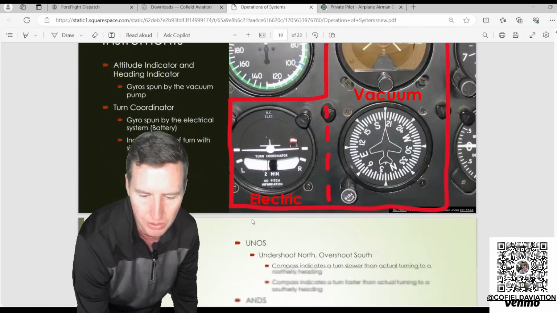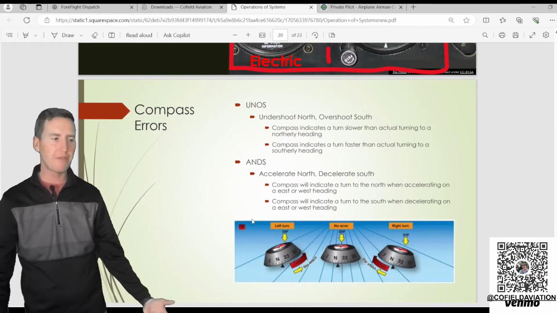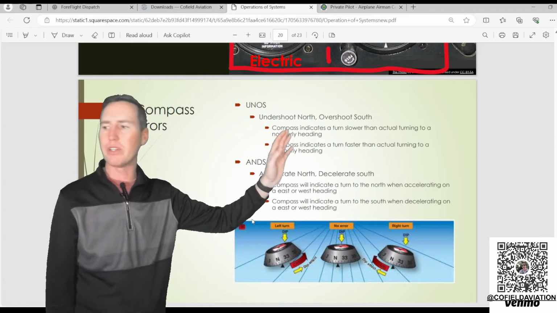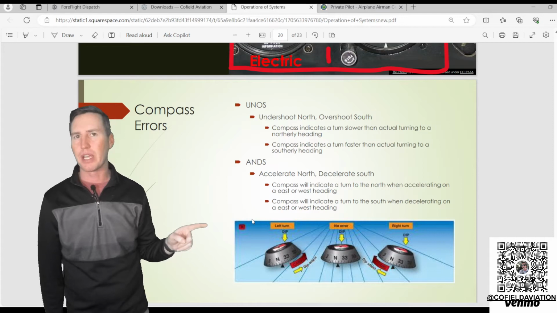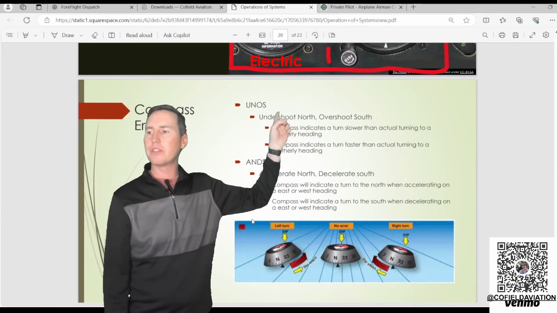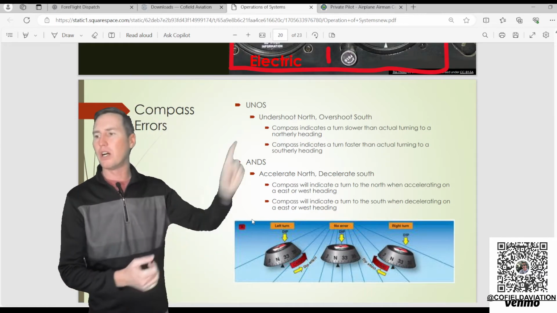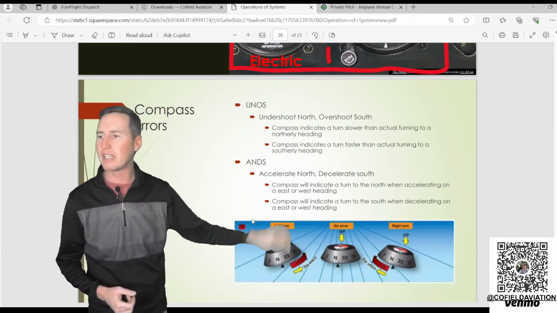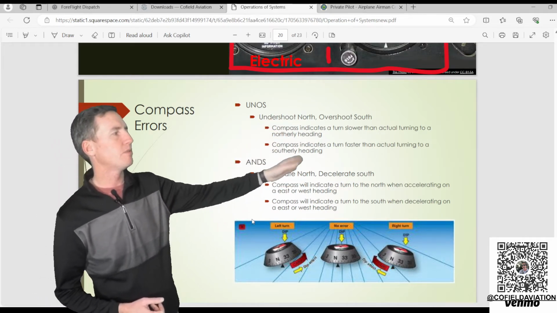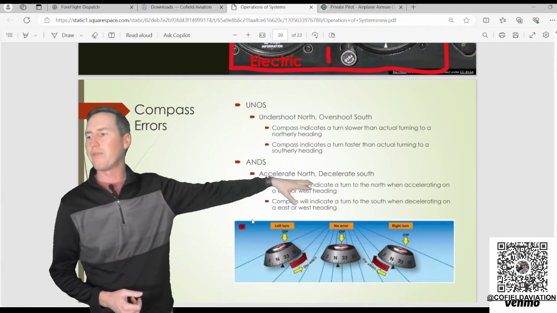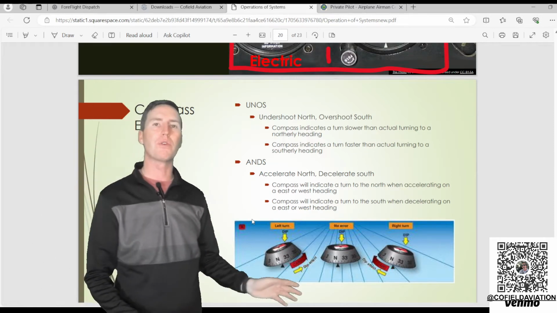Let's see here. So here are the compass errors that we just talked about. If we lost that vacuum pump, we lost the heading indicator, now we're having to use the compass. In the northern hemisphere, it has these errors, okay? So acronyms galore. UNOS is the way to remember our turning errors. Undershoot north, overshoot south. So this means that the compass indicates a turn slower than you're actually turning when you're turning to a north heading, and it indicates a turn faster than you're turning to a southerly heading. So simply do UNOS, undershoot north, overshoot south.